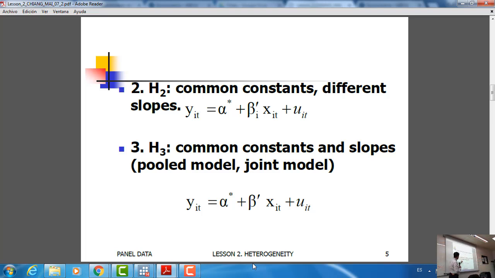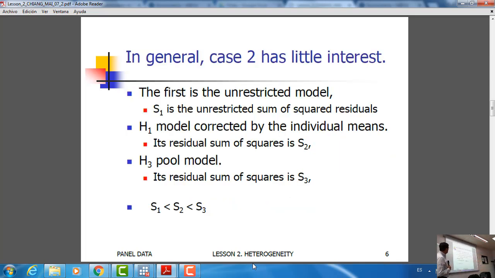Then, down here we have another model. This is called the pool model or the joint model. Again, this is a possible model. This is something that you want to see all the time, but not something that you seriously entertain, because it is very strange to have a model like this. It is possible, but very strange. And there it says that one of the cases has little interest.